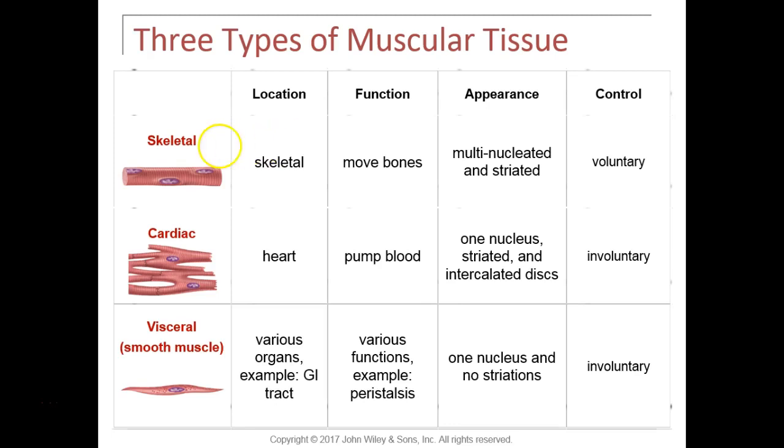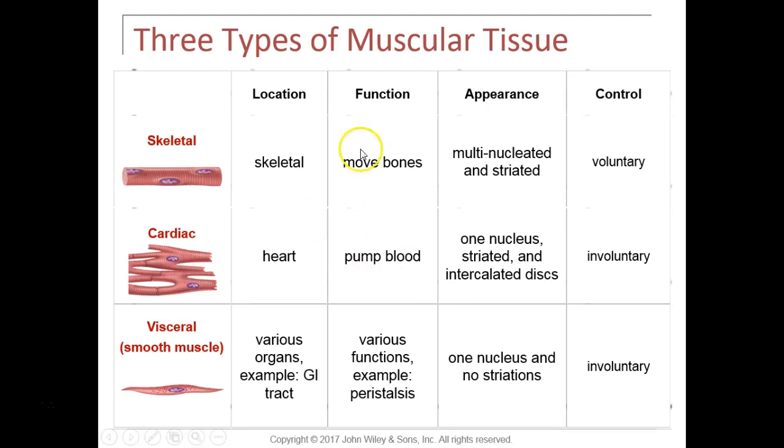Out of all three muscle types, skeletal muscle is the only one that has more than one nucleus per cell, so we say it's multinucleated. And if you look in a little graphic, you can see little lines or striations. So we say that the tissue is striated, and you do have voluntary conscious control over your skeletal muscle, so we say that the control is voluntary.